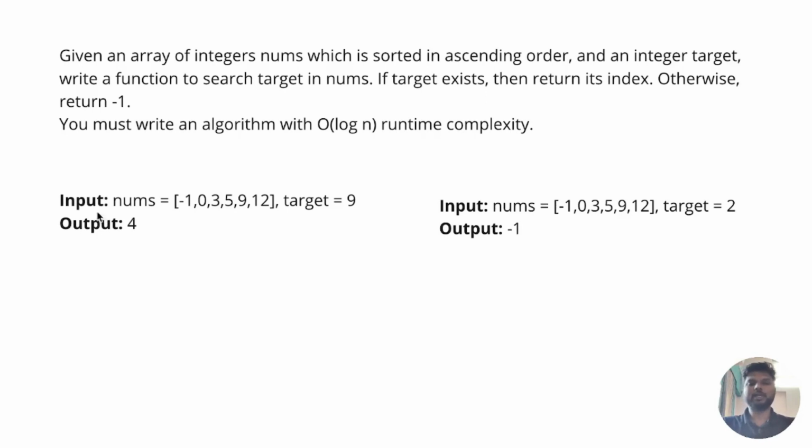Here are some of the sample inputs and outputs. The first input is an array nums with these elements, and you need to search 9 in this array. So 9 exists at the 0, first, second, third, fourth index, right? That's what we have written in the output, the index of the number 9. Similarly there is this same array and we need to find the number 2. As 2 doesn't exist in the array, we are returning -1. So hope we are clear with the problem and the sample inputs and outputs.